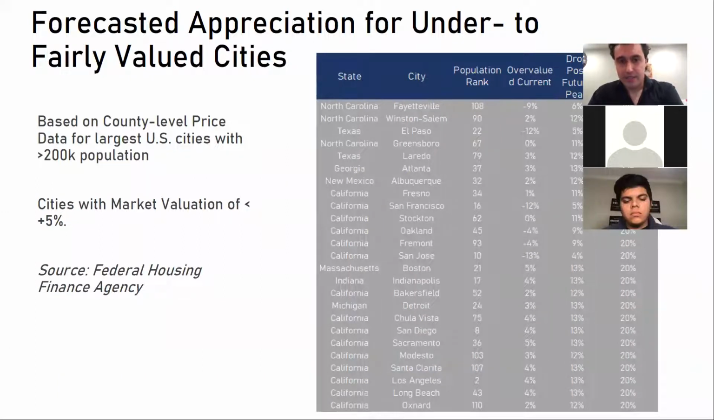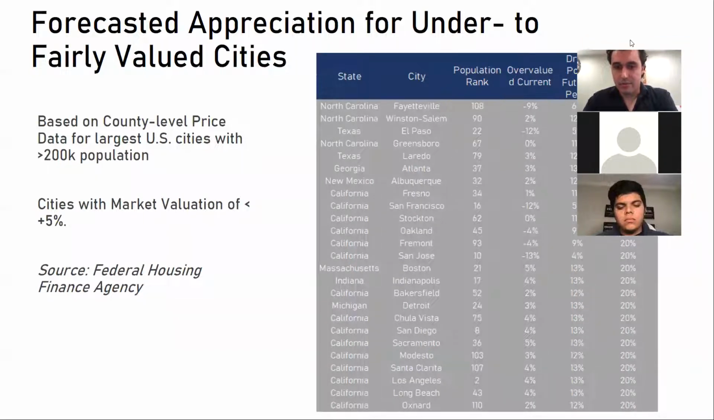And then for cities, that would be various cities like Greensboro, Atlanta is there, and San Francisco, again due to the undervaluation that it has now. And so Boston, Indianapolis, places like that.